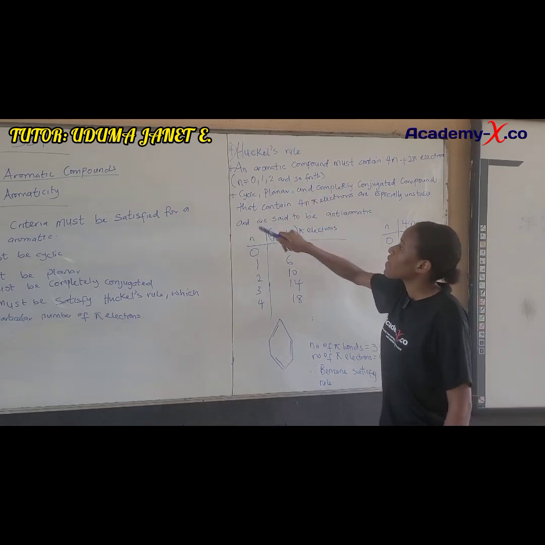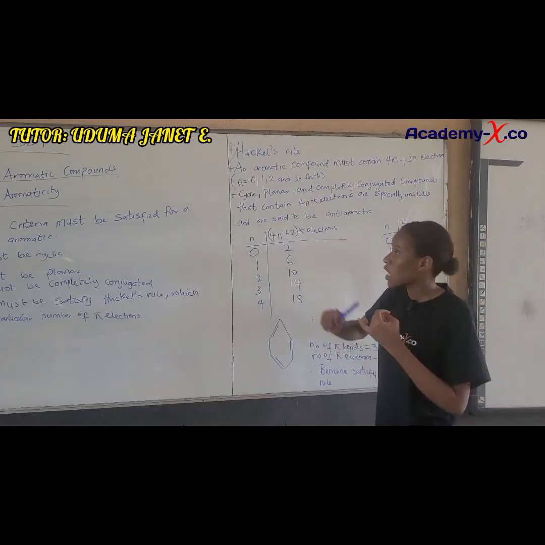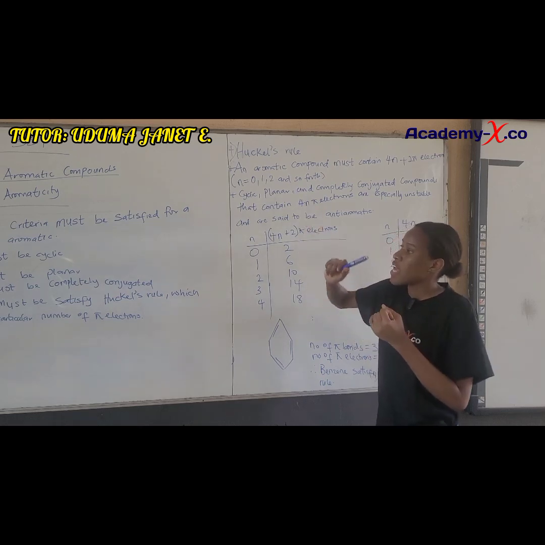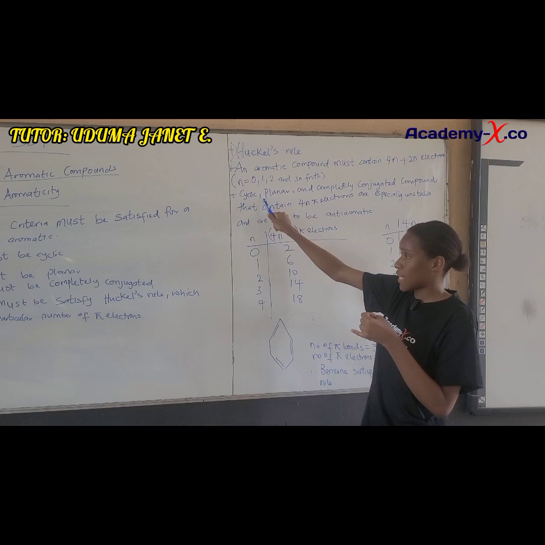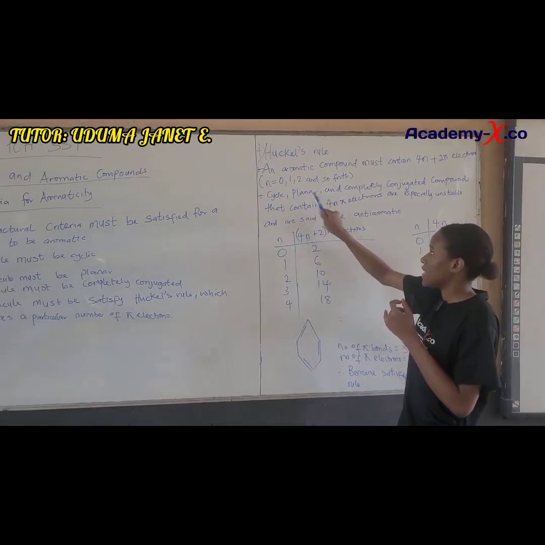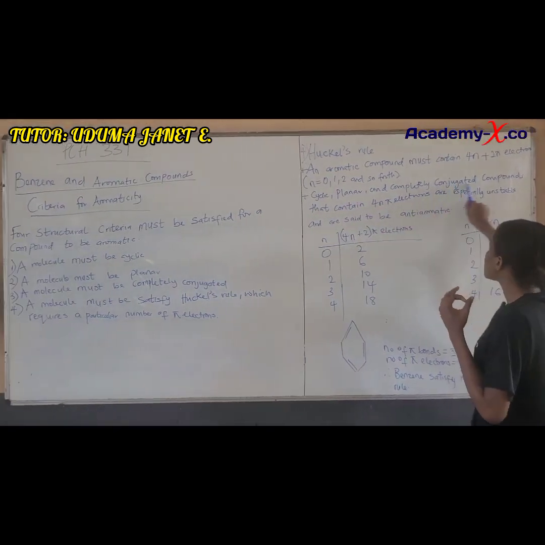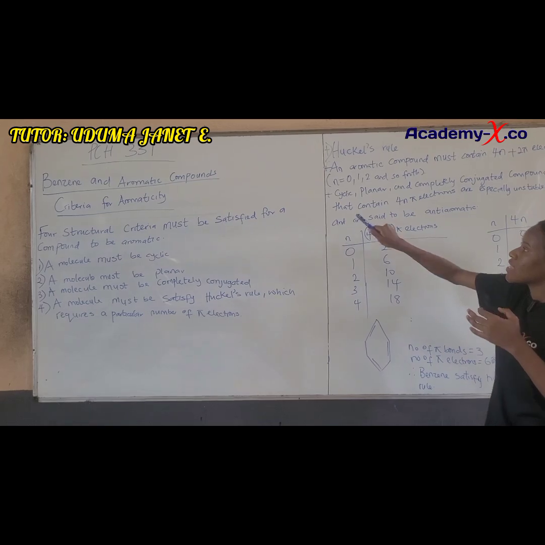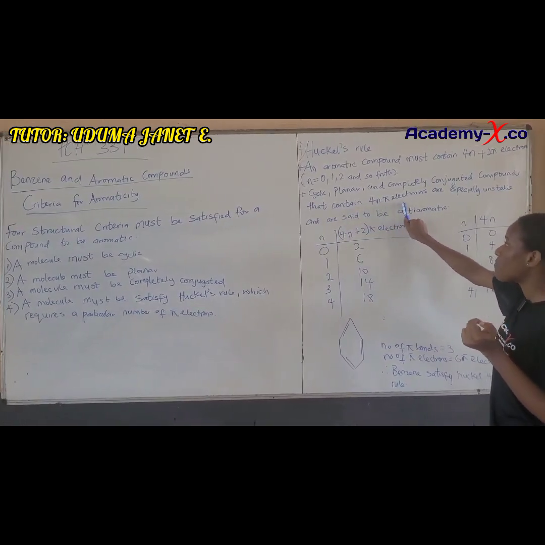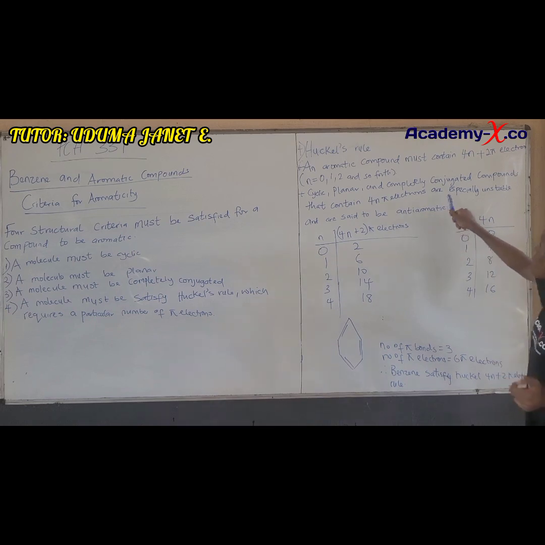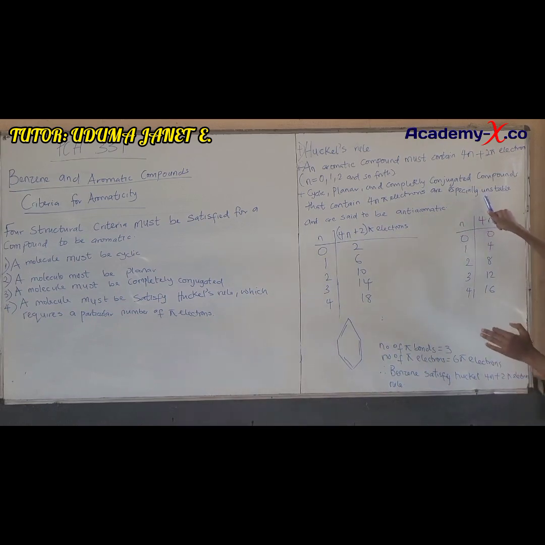Now, if a molecule is cyclic, is planar, that means it satisfies criteria 1 of being cyclic, criteria 2 of being planar, criteria 3 of being completely conjugated. But then, under Hückel's rule, if it now contains 4n pi electrons, those molecules are especially unstable and are said to be anti-aromatic.